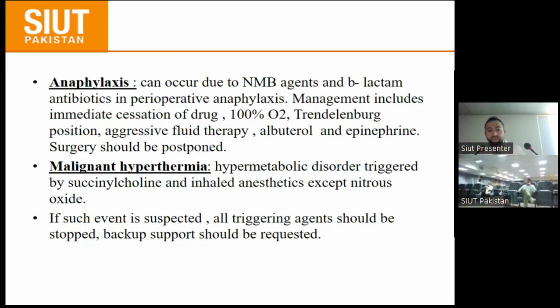Malignant hyperthermia is a hypermetabolic disorder triggered by succinylcholine and inhaled anesthetic agents except nitrous oxide. If such an event occurs, the procedure should be suspended, and all trigger agents should be stopped. Backup support should be requested.